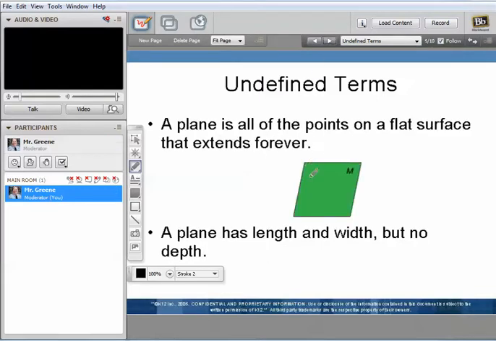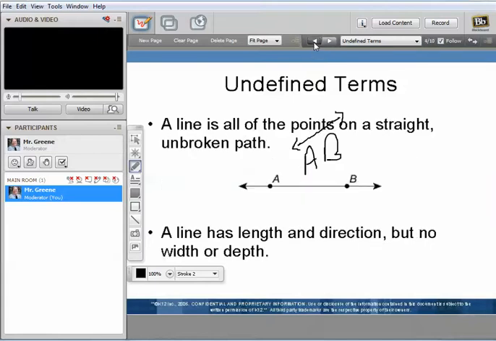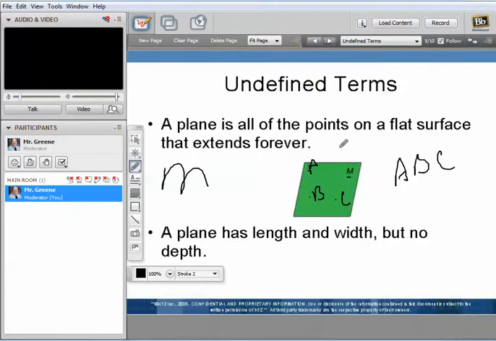If I'm looking at a plane like this one, I'm either going to use a script M to represent this letter right here, or I will have 3 points on it, like that point there, A, that point there, B, and that point there, C, and those 3 points will become my plane ABC. And I have to have 3 points to define a plane. Why? Well, if I only have 2 points, it could be a line that could be going through those 2 points, but 3 points that are not on the same line would be considered a plane.